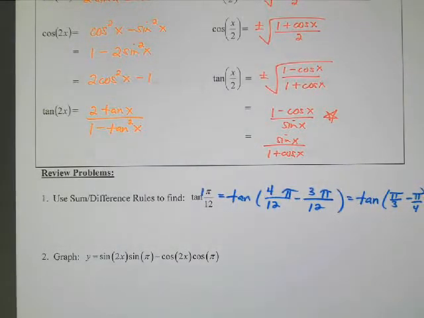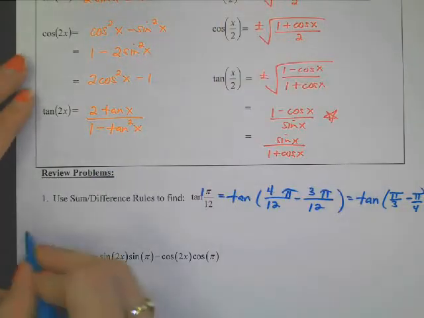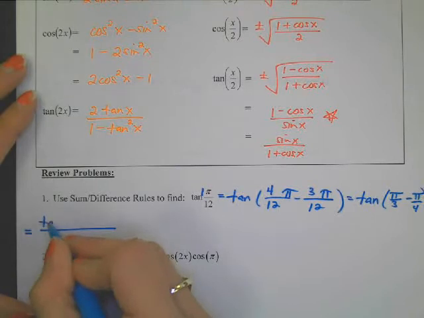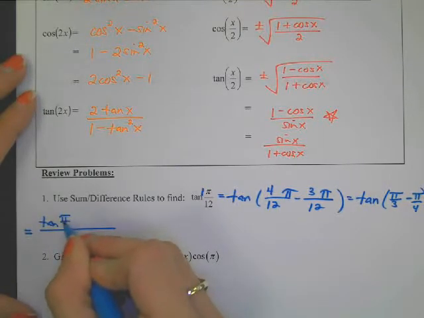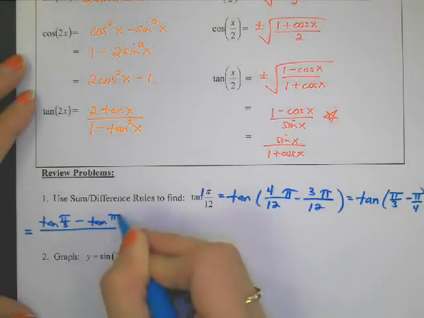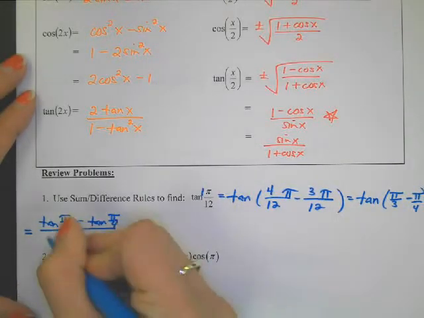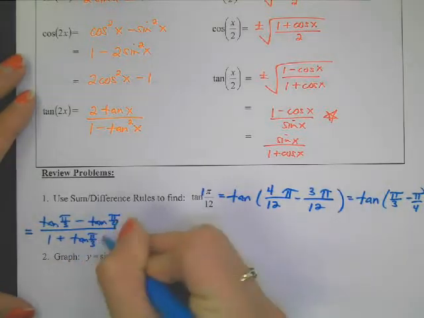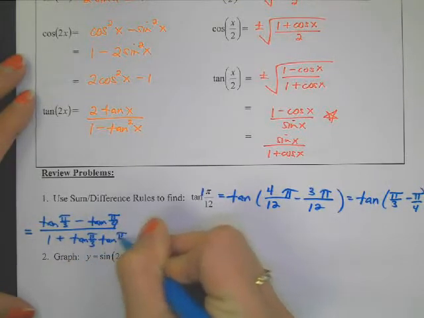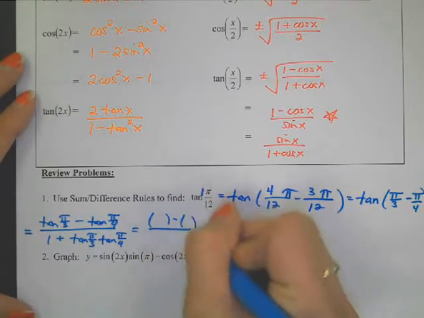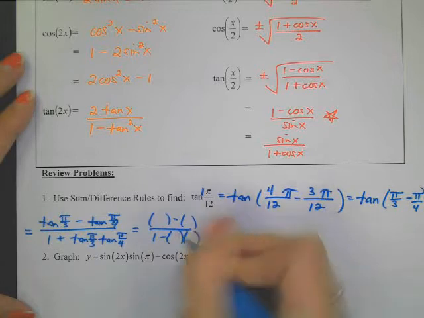Okay, let's use the sum and difference. That's that big fraction-y one up there. Equals tangent of pi over 3 minus tangent of pi over 4. In the bottom, we'll do switcheroo to 1 plus tangent of pi over 3 times tangent of pi over 4. All right, so I've got a tangent and a tangent, 1 minus, the same two answers.